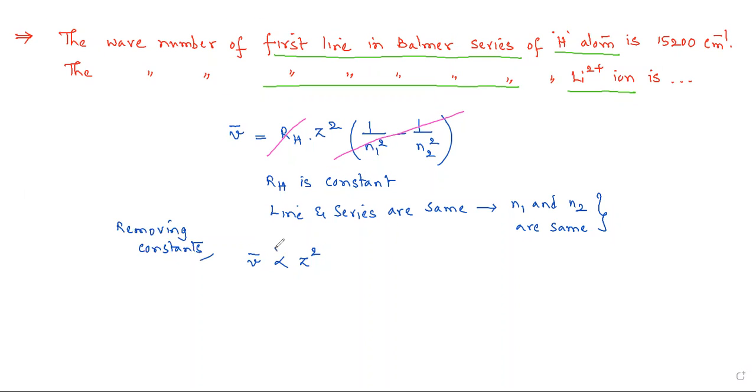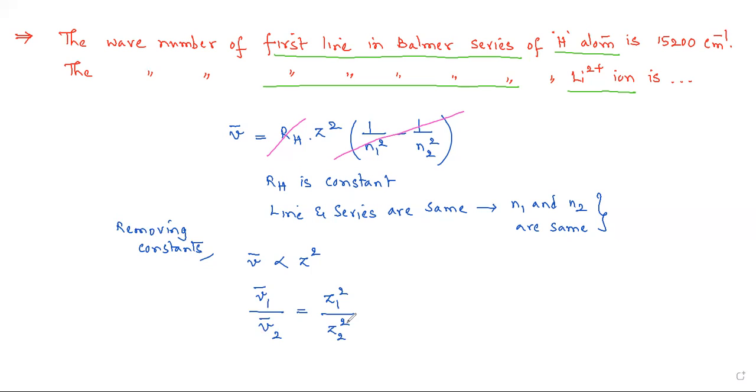You can simply write the proportionality. I told you this earlier also. If you want to remove the proportionality, use a constant. If you are removing constants, use a proportionality, right? So from this, we can simply write it this way. Nu bar 1 by nu bar 2 is equal to Z1 square by Z2 square.